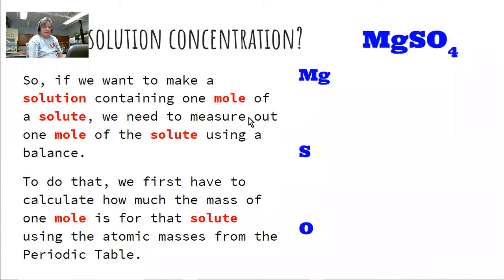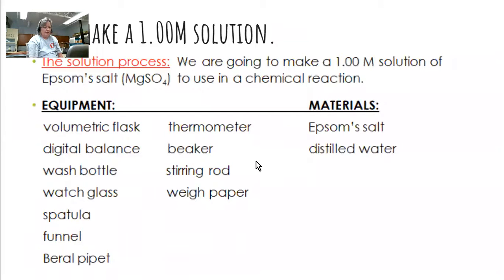Okay, so let's go to the next thing. All right, we're going to make a 1 molar solution. So there's certain equipment we need. We need a volumetric flask. We need a digital balance. We need a wash bottle, a spatula, funnel, barrel pipette. I mean, there's a ton of things we need.